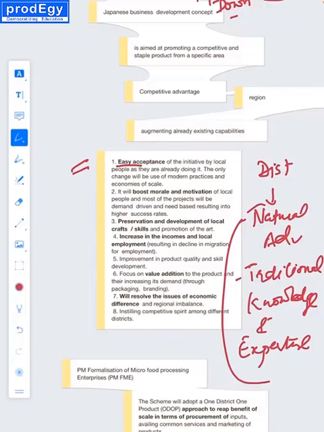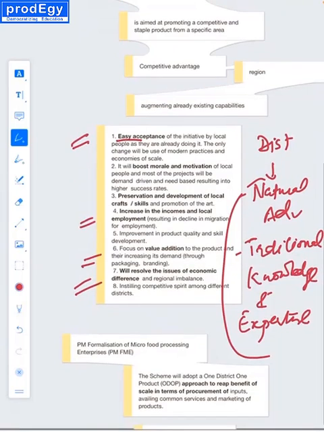Through this, the skills of local people will be used, the skills will be upgraded, and because we are only promoting the product which is already existing in the district, it will be easily accepted. As a result, it will result in increased value addition, increased incomes and local employment, and will tackle the issue of imbalanced economic development. Along with this, it is also going to be competitive. If one district is performing well, naturally other districts will learn from it, and they will try to show that we can do better.